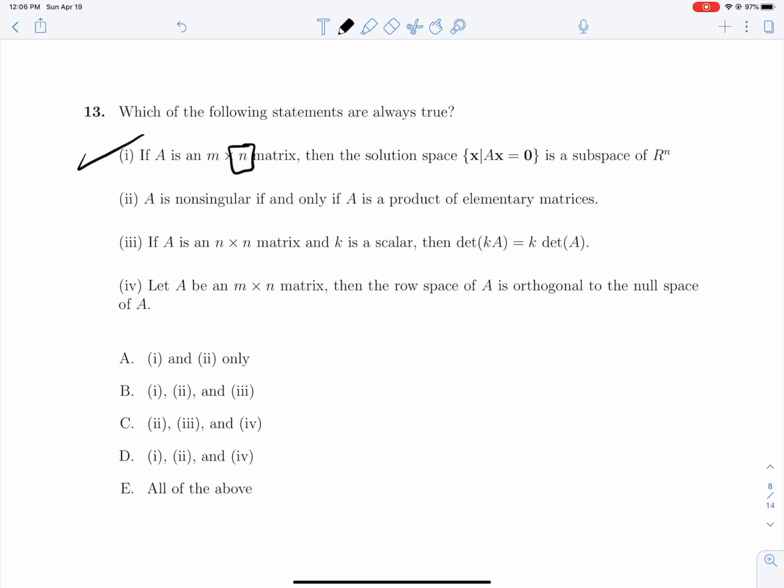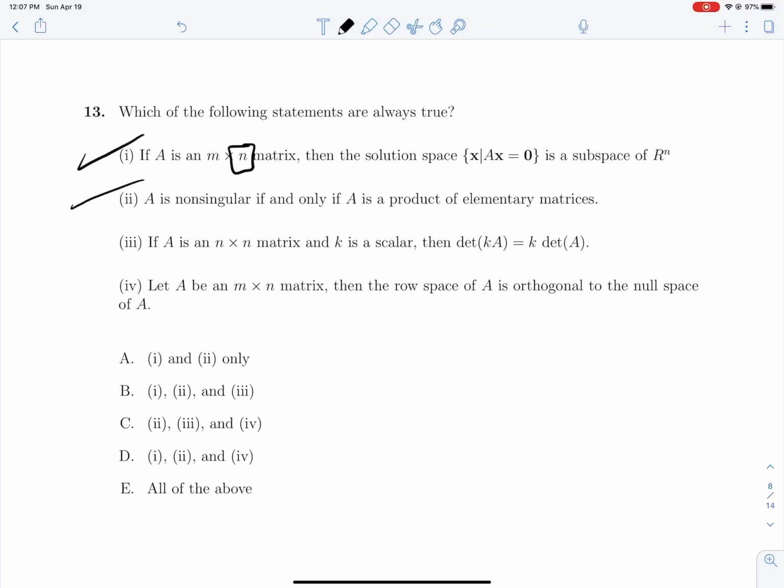What about 2? A is non-singular if and only if A is the product of elementary matrices. That's also true. And even more so than option 1, I don't have an explanation as to why. I even kind of forget what an elementary matrix is. Maybe that's something for you to go look up. But the nice thing about this class is that we don't have to write essays about this kind of thing. We only have to kind of know these facts. So yes, every non-singular matrix is the product of elementary matrices.